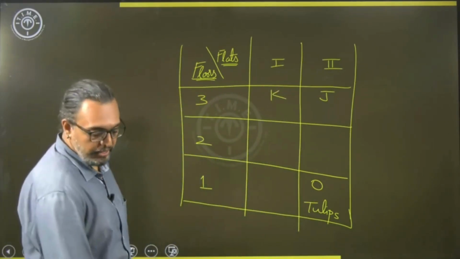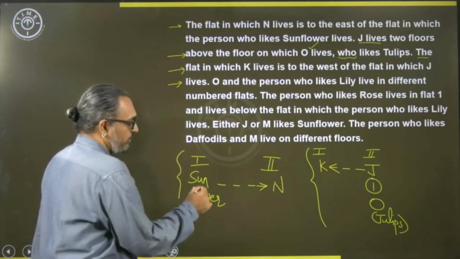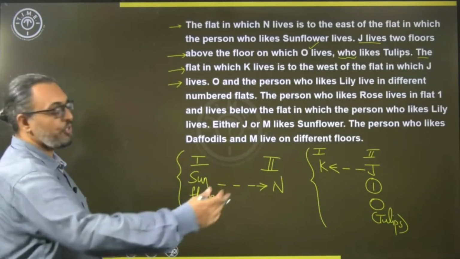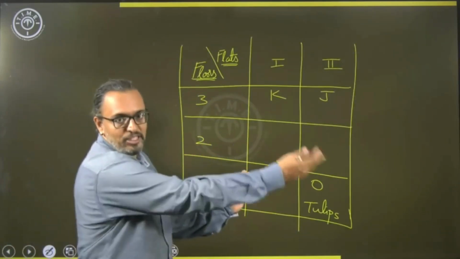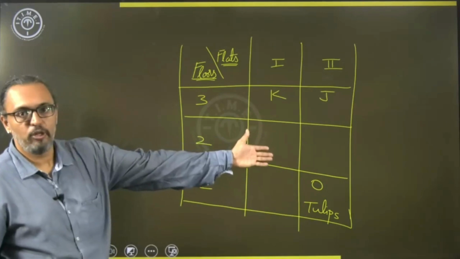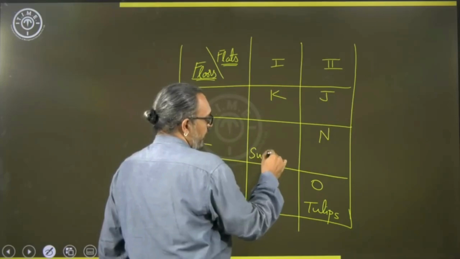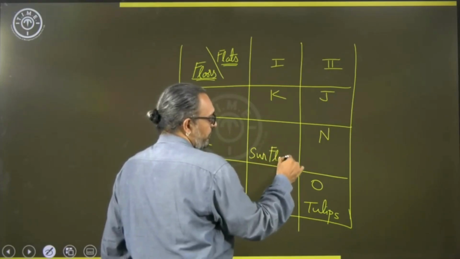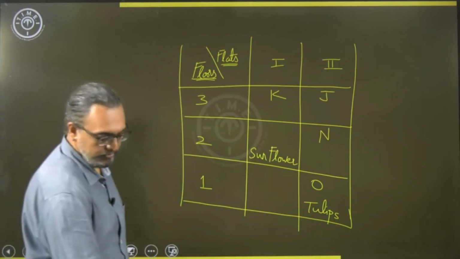Correct? And that way now I will be able to fix this one as well. N should be to the east of the flat of sunflower, and that means N has to be in flat 2. So only flat 2 available is on the second floor. So N will be here. So basically we can have sunflower here. Correct? Right.